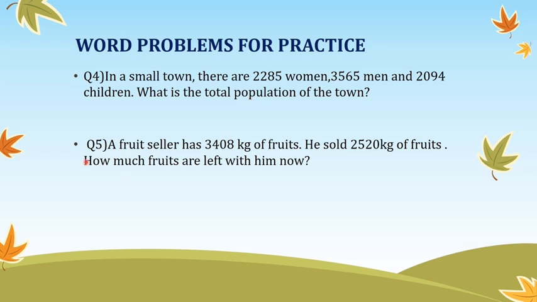And then question number 5 is, a fruit seller has 3,408 kg of fruits. He sold 2,520 kg of fruits. How much fruits are left with him now? So use the strategy and solve this problem. By now I'm sure you must have understood the concept and the strategy well.